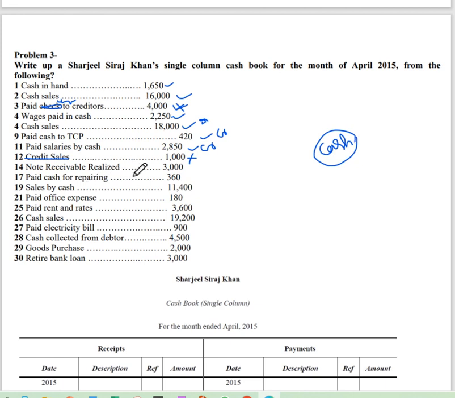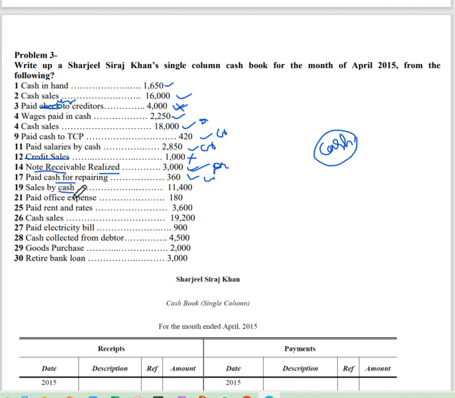Okay. Note receivable realized. Note receivable means somebody has to give us the money. Realized means they have given it today, that means the maturity period has reached. Now they have given us the money, so we have received cash, that we need to debit. Okay. Next, paid cash for repairing. We have paid the cash for repairing purpose. This needs to be credited.